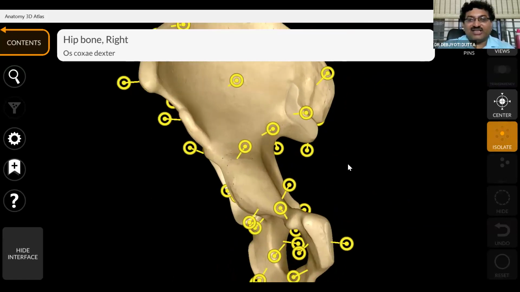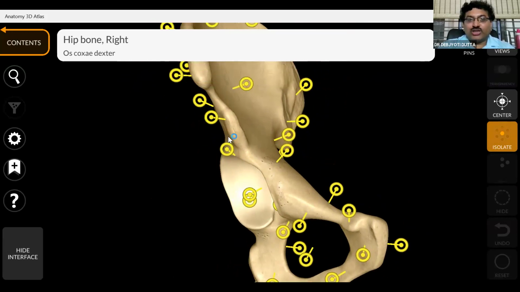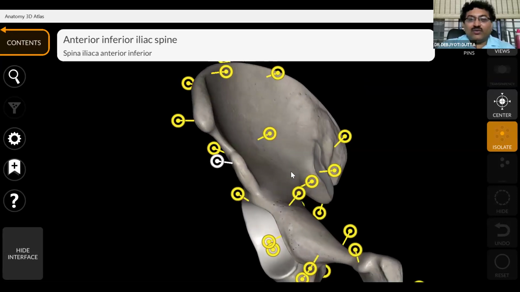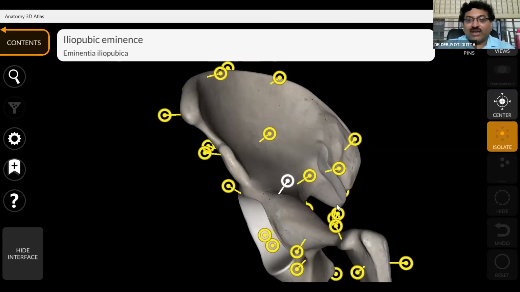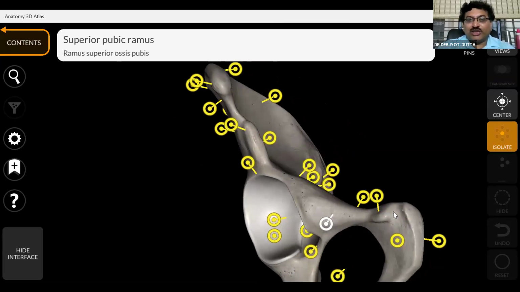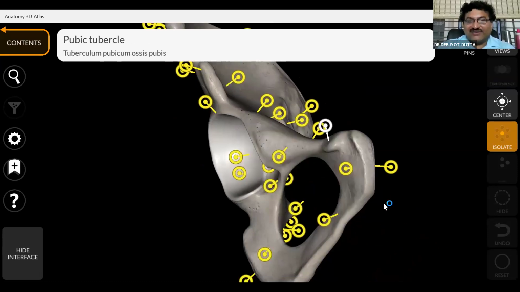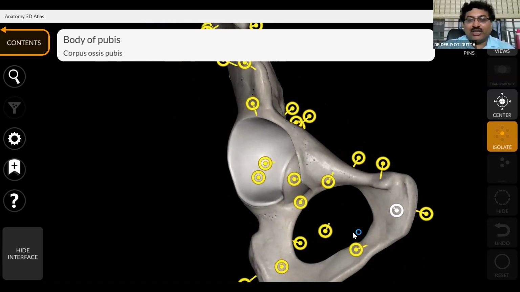So again, I'm just repeating the important points. This portion is the anterior superior iliac spine. This is the anterior inferior iliac spine. Then we have this portion known as the iliopubic eminence. See this line, rough area. Then we have the superior pubic ramus, the pubic tubercle, then the connection with the symphyseal surface. This is the body of the pubis, and this is the inferior pubic ramus.